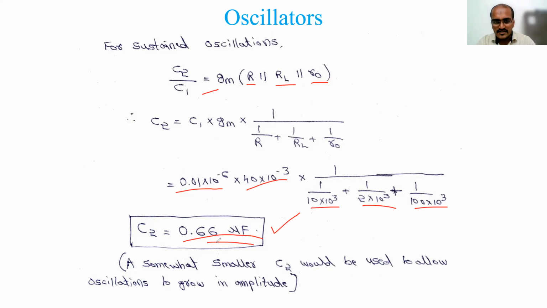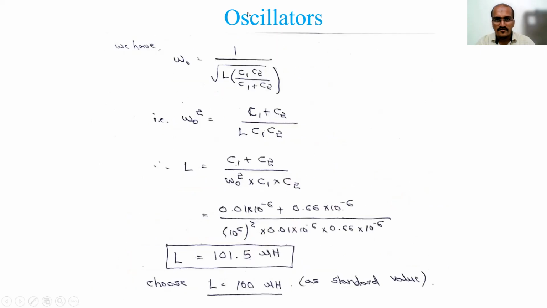Okay, so this is about the C2 value. Now similarly we have to find L. L finding is easy because C1 is known, C2 is known, and omega naught is known, so we can take the frequency of oscillation of the Colpitts oscillator. What is that equation? We have seen omega naught is equal to 1 by square root of L times C1 C2 by C1 plus C2. So omega naught square is equal to, I can take C1 plus C2 in the numerator, because there is no derivation, just problem solving, and in the denominator the remaining is L C1 C2.